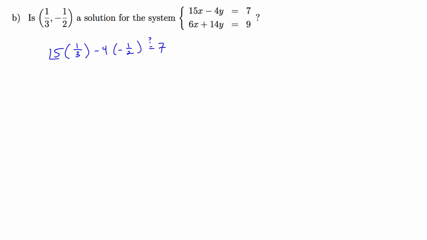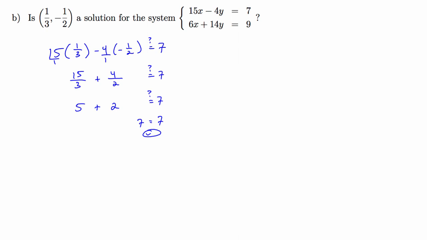Well, we need to think of 15 as 15 over 1, and 4 as 4 over 1. So when I multiply these two fractions, I'll get 15 over 3 plus 4 over 2. Remember, a negative times a negative gives you a positive. And we're checking, is that actually equal to 7? Well, 15 divided by 3 is 5. 4 divided by 2 is 2. And so the question now simplifies down to, is 5 plus 2 equal to 7? Well, it is. So our solution of (1/3, -1/2) does work for the first equation.